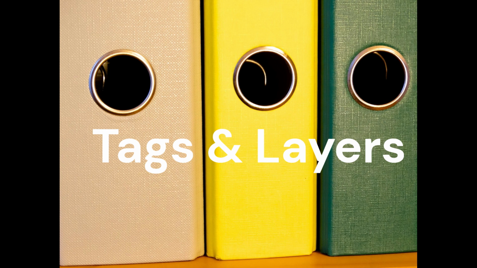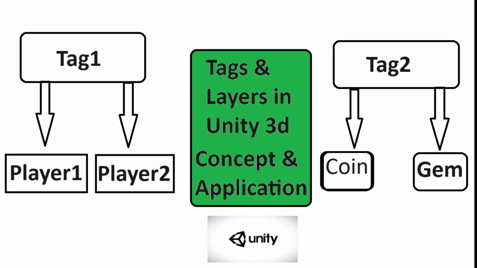Tags and layers are used in Unity 3D for organizational and functional purposes. They provide a way to categorize and identify game objects in your scene, allowing for more efficient and flexible development. Here's a breakdown of why tags and layers are important.